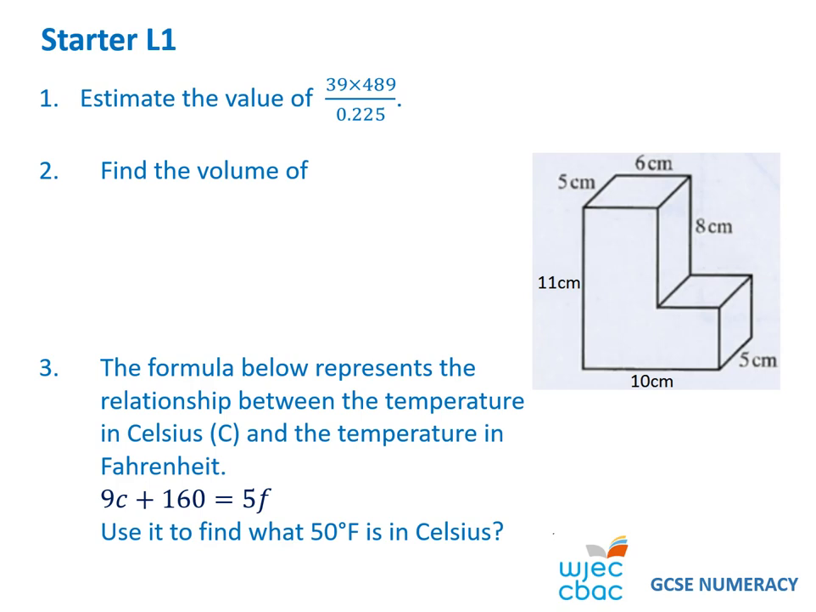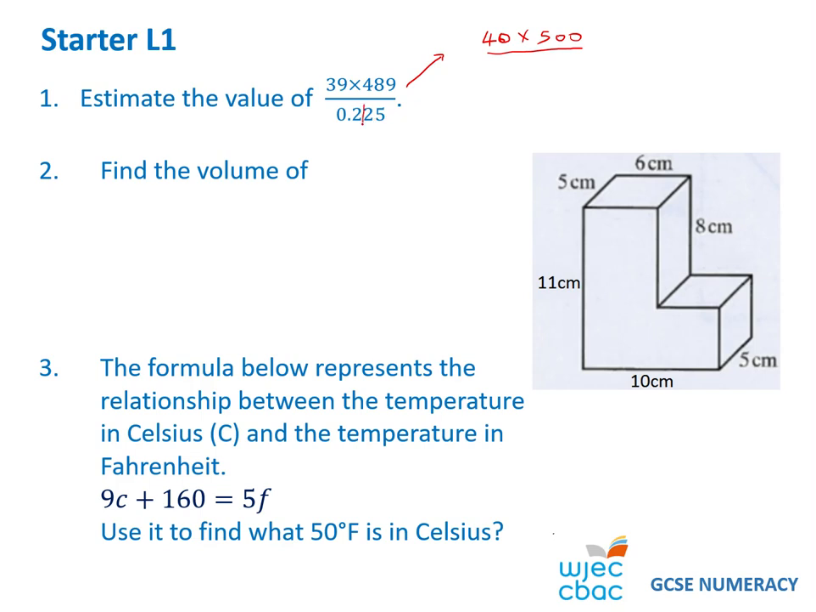Okay, we'll try and go through these answers now. There we go. So as usual, we try and make this one significant figure. So 39 to one significant figure is 40, times 489 to one significant figure is 500, and then to one significant figure 0.225.